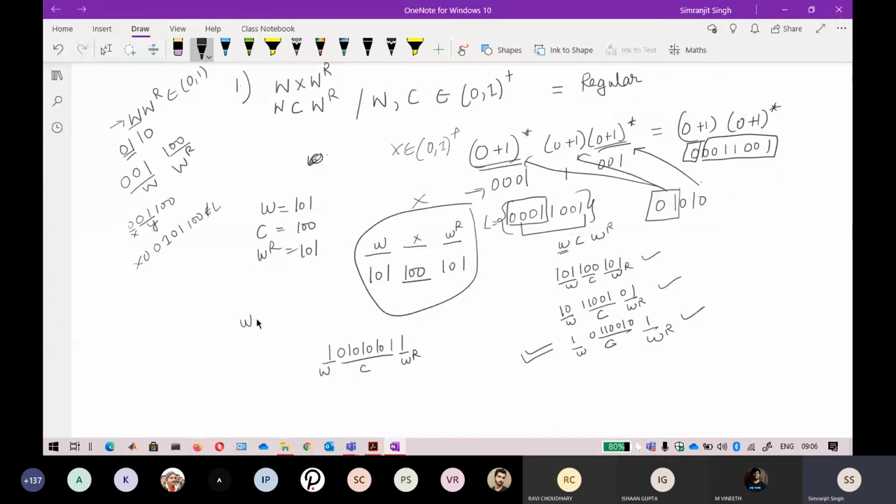If I'm talking about only a one length string, then W and the reversal of W will always be equal, because for a one length string like 0 or 1, the reversal of 1 is 1, the reversal of 0 is 0. So you can again go with that scenario. This scenario is also feasible. In all the cases, this scenario will be the most feasible one.